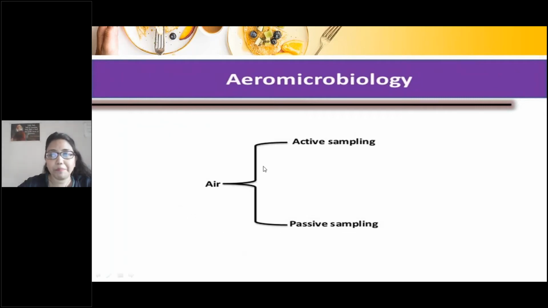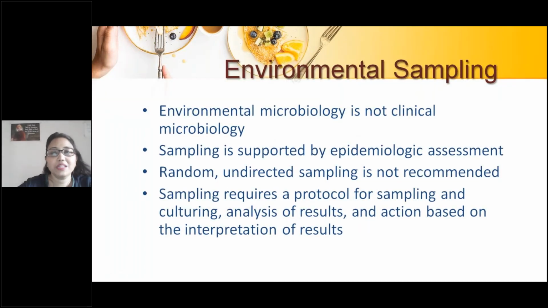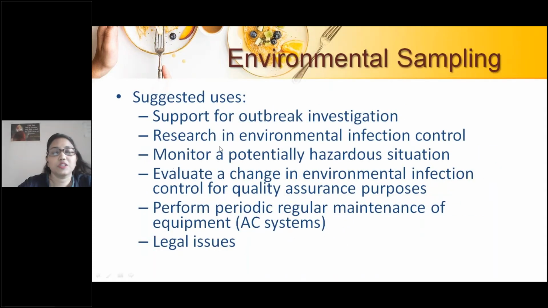We can sample by active sampling or by passive sampling. Environmental sampling is not exactly clinical microbiology, but it is supported by epidemiologic assessment, as we saw in the videos how they were collecting the samples. There is a protocol for sampling and culturing analysis of the results. Suppose there is an outbreak, for example, now we are going through a pandemic for COVID. In such cases, it is very important that the environment is clean and safe enough for everybody.